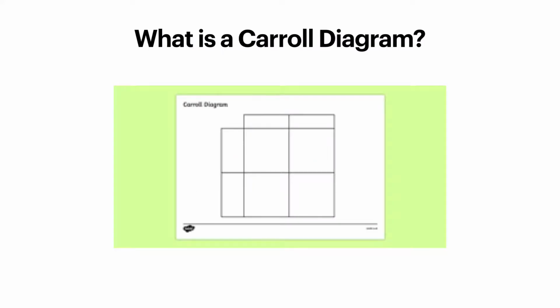This is an example of a blank Carroll diagram. As you can see, it's got 2 columns and 2 rows. We would put the names of the categories at the top of the rows and at the side of the columns, and that would show us how to sort the data into different groups.